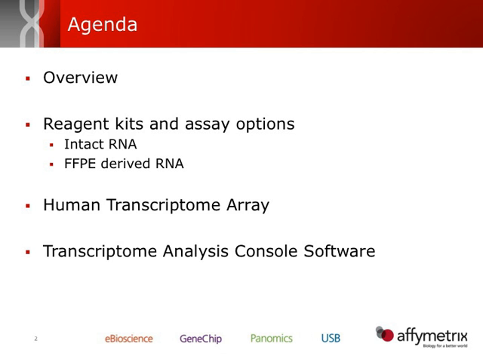So today, what we'd like to talk about is a complete application looking at both gene expression and alternative splicing. So we'll start with a brief overview of Affymetrix, and then we'll talk about the three components that comprise the complete application, or the complete solution for understanding the transcriptome. It starts with the assay and the reagent kits. And there are two major assay options for this array.